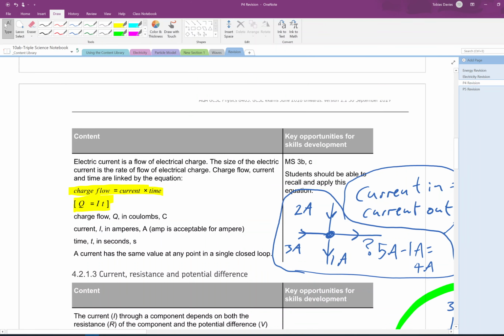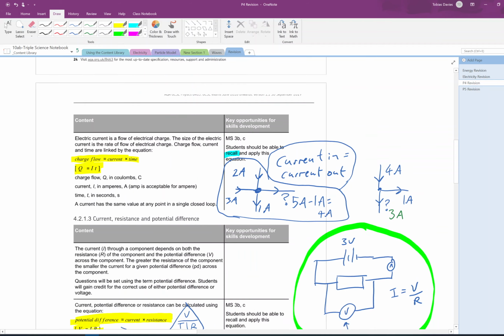So we can turn this into this little equation, and we need to remember that, because it's one of those equations that we need to recall.